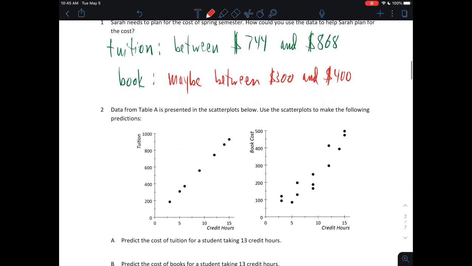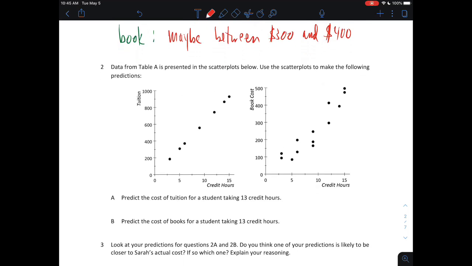Number 2, data from Table A is presented in the scatter plots below. Remember, we saw scatter plots back in Math 21A. Use the scatter plots to make the following predictions. So notice the first scatter plot, we've got a horizontal axis of credit hours and then a vertical axis of tuition. You can see that the credit hours are going from 0 on the left all the way up to 15 on the right, and the tuition is going from 0 on the bottom all the way up to 1,000 at the top. And this scatter plot, you might notice, it looks like things are pretty close to a line.